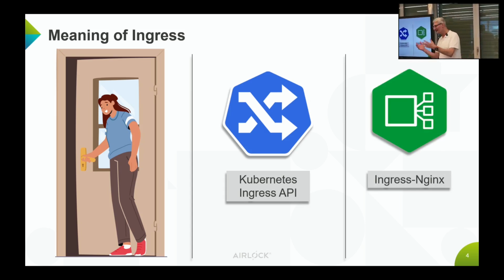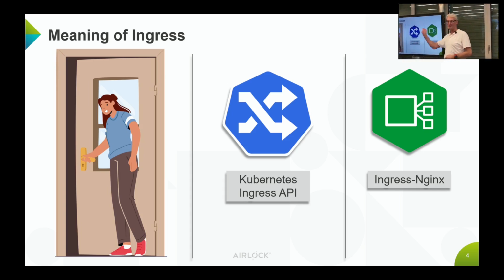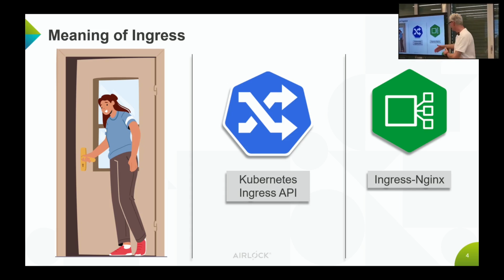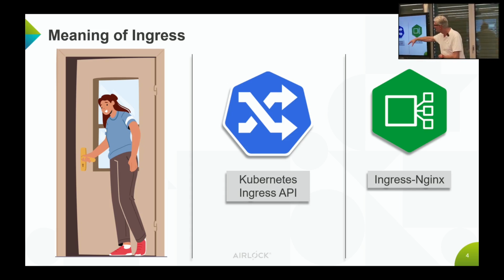There are, again, different ones. The one I talk about today is really this one, the Ingress-NGINX implementation of this API. Now, Ingress-NGINX, as it says, is an implementation of that API based on the NGINX product.